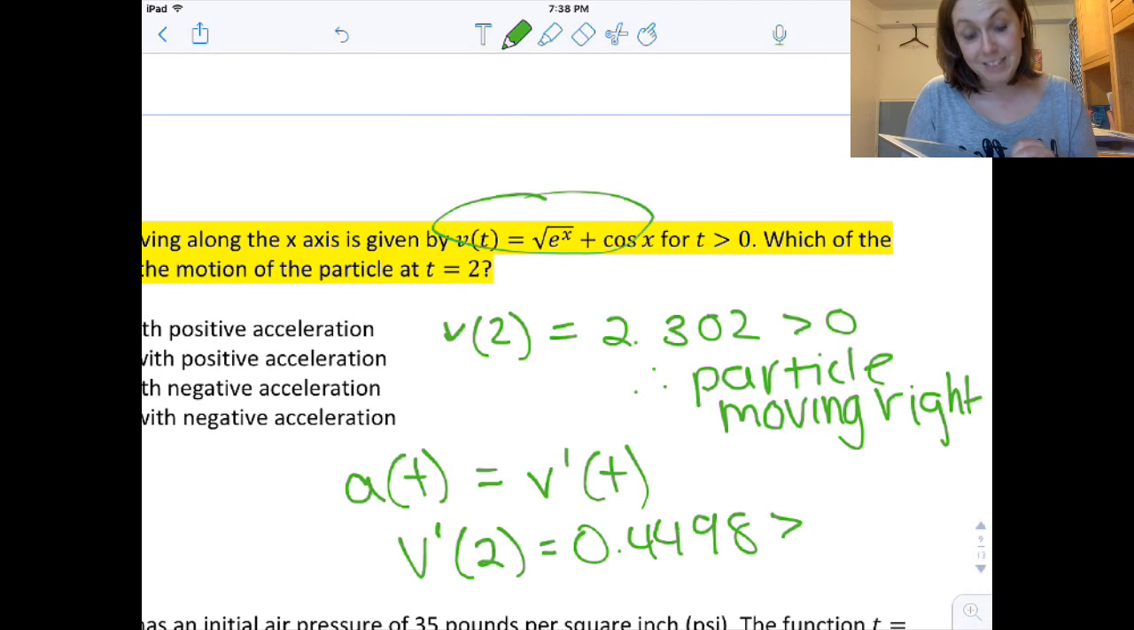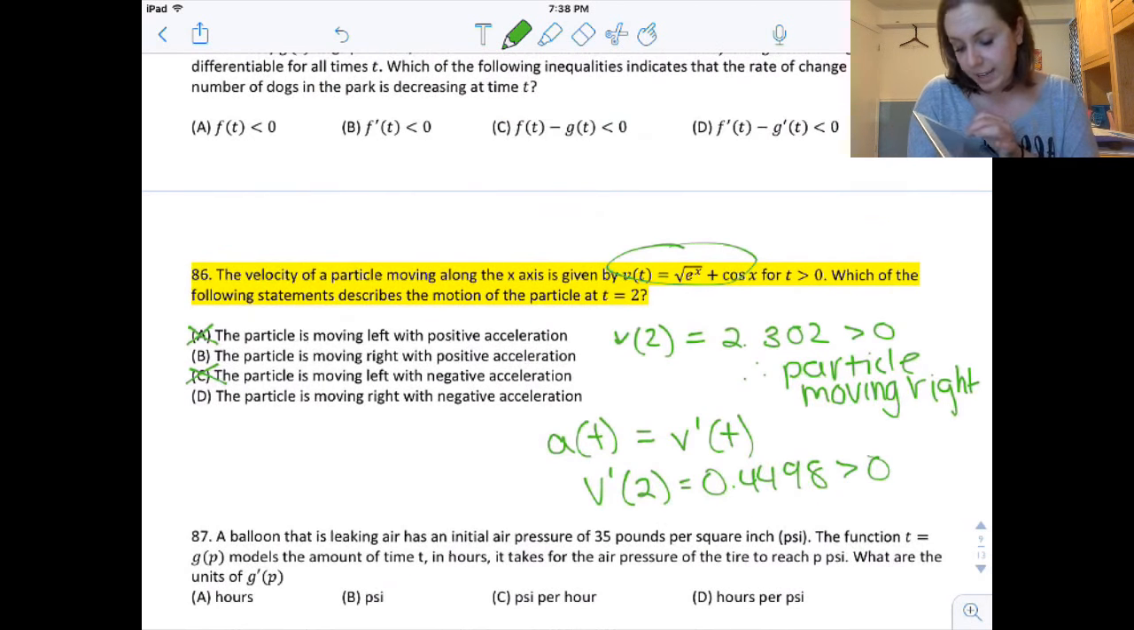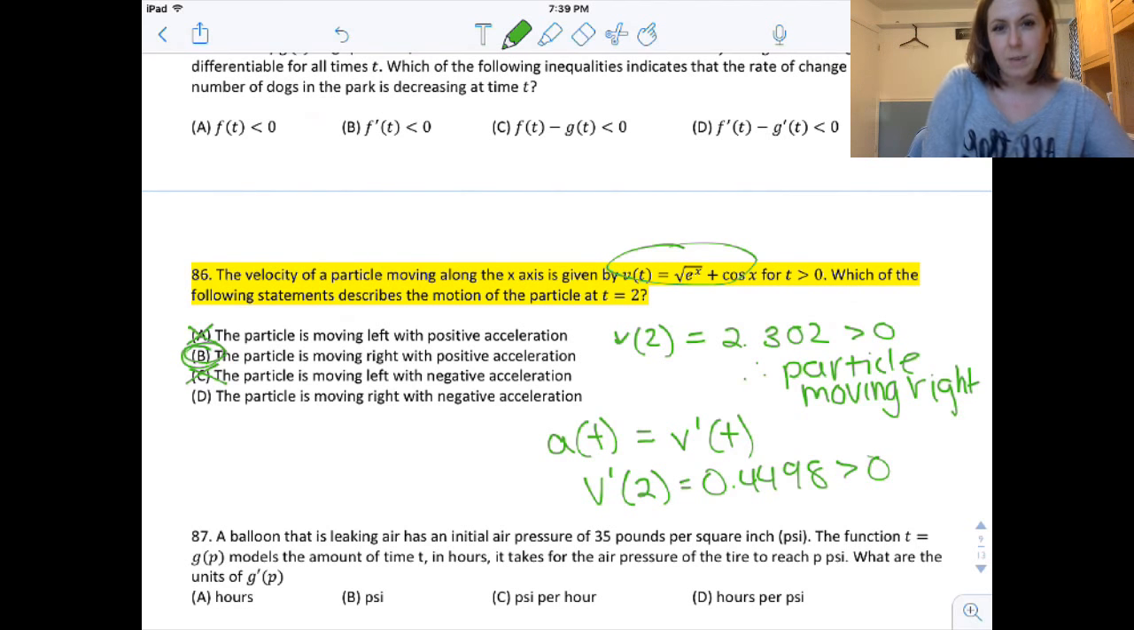So I can already tell you that this is b. It's moving to the right with a positive acceleration. Now I'm going to add a question onto this. My question is, is this speeding up or slowing down? Think about that for a second. Is this speeding up or is it slowing down?